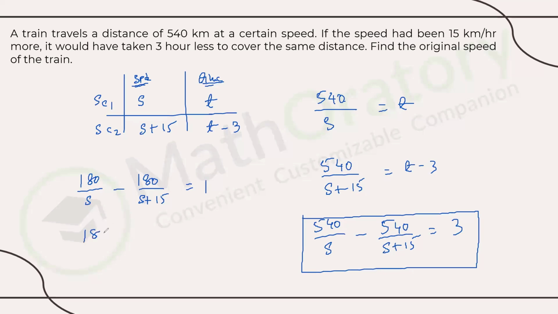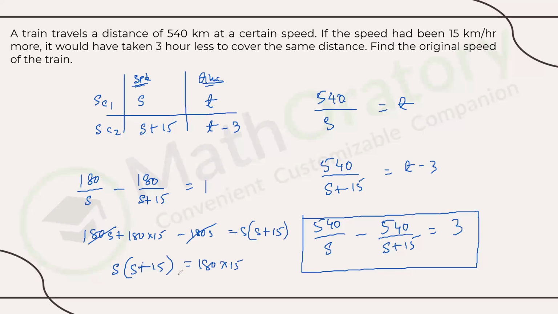So you have 180s plus 180 into 15 minus 180s is equal to s into s plus 15. So we have something like this. This goes off. And you have something like s into s plus 15 is equal to 180 into 15.